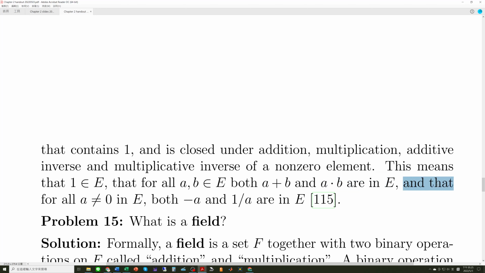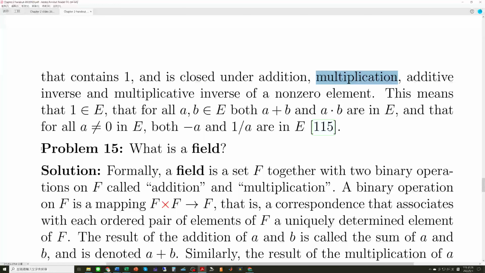must also be in E. And that for all A not equal to 0 in E, both negative A and 1 over A are in E. This is because negative A is the additive inverse of A, non-zero A, and 1 over A is the multiplicative inverse of the non-zero A. Because A and 1 over A are both in E, A dot 1 over A, which is equal to 1, must also be in E.